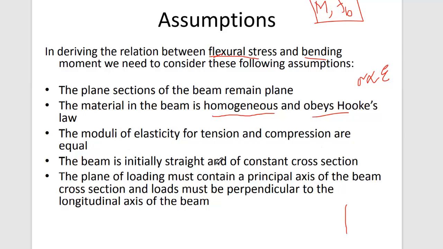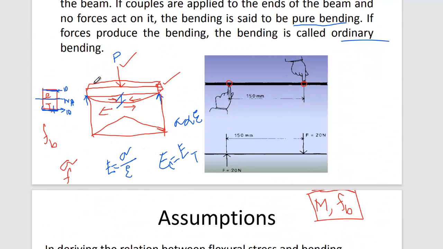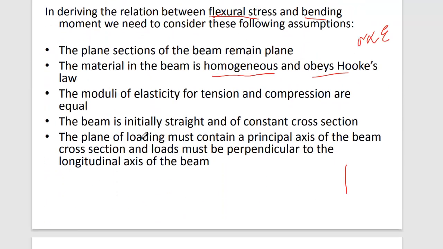The beam is initially straight and of constant cross section. Usually the beam we consider is straight with a constant cross section. Wherever you take the section, the cross-sectional area A would be the same. You understand? So what does it mean? The width and the depth D are the same. Next, the plane of loading must contain a principal axis of the beam cross section, and the load must be perpendicular to the longitudinal axis of the beam.